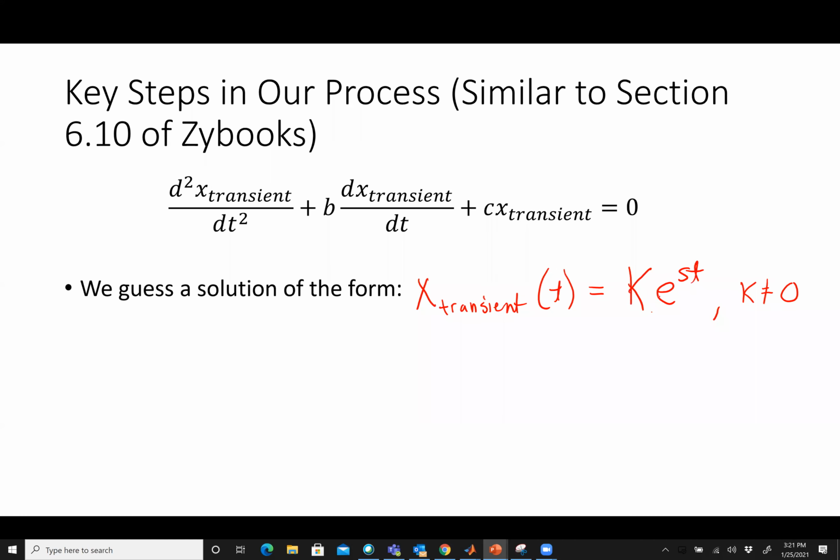So if I plug that k e to the st into this equation right here, what happens? If I take the second derivative of k e to the st with respect to time, what do I get? S squared. Yep, I'm going to get s squared k e to the st.